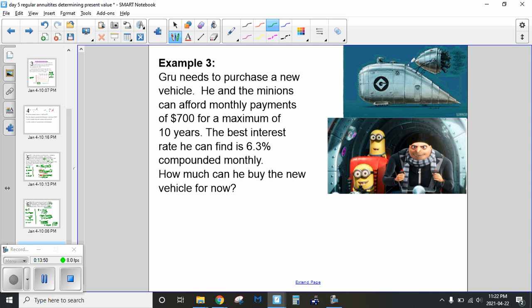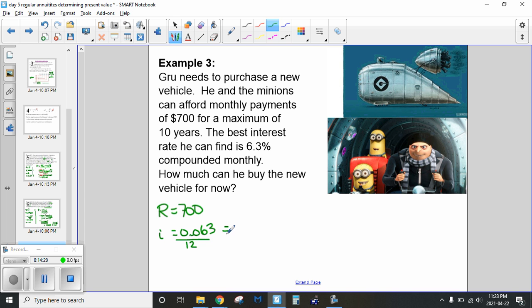All right, there's one last example. This one we have Gru. He needs to purchase a new vehicle. He and the minions can afford monthly payments of $700 for a maximum of 10 years. The best interest rate he can find is 6.3%, 0.063 compounded monthly. How much can he buy the vehicle for now? Like, which vehicle could he afford is another way of saying that.